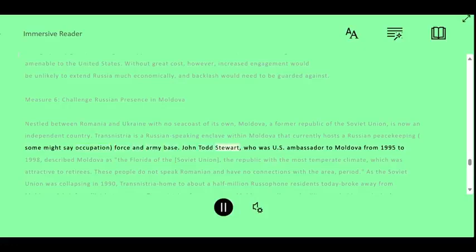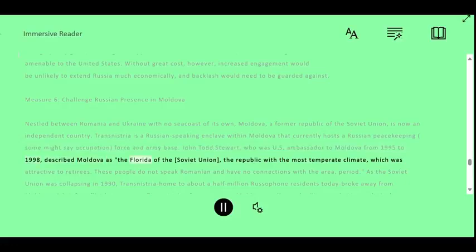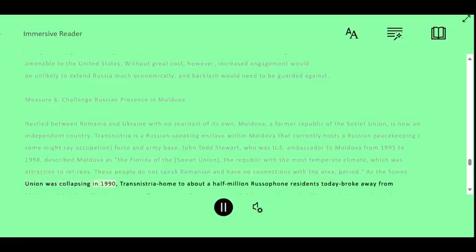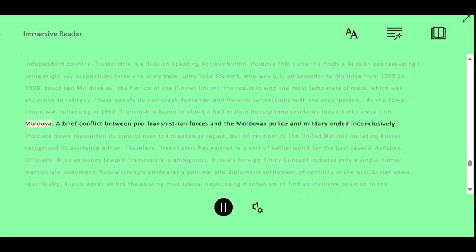John Todd Stewart, who was U.S. ambassador to Moldova from 1995 to 1998, described Moldova as the Florida of the Soviet Union, the republic with the most temperate climate, which was attractive to retirees. These people do not speak Romanian and have no connections with the area, period. As the Soviet Union was collapsing in 1990, Transnistria, home to about 500,000 Russophone residents, broke away from Moldova.